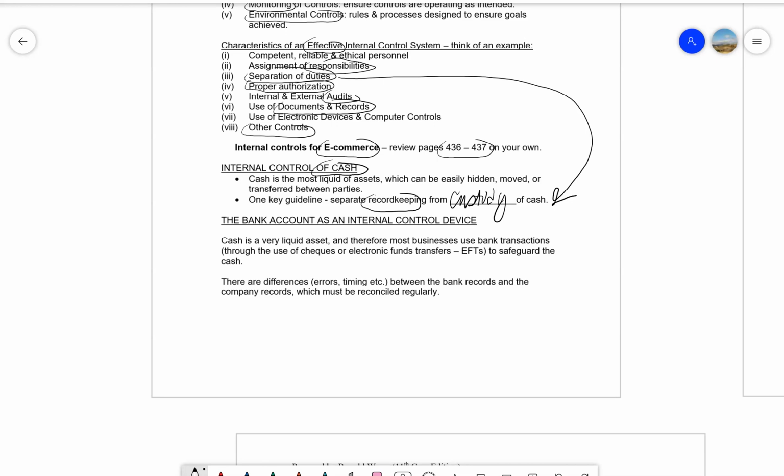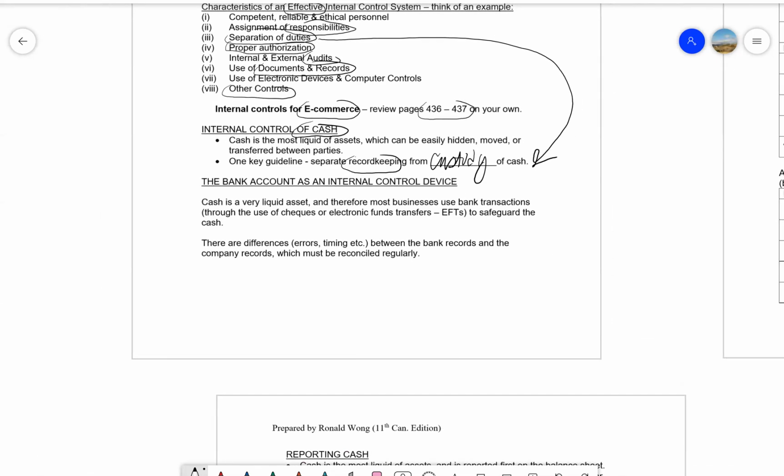Another internal control that a company can have with respect to cash is to have a bank account, and most companies do. And what we find more and more is companies using what we call electronic fund transfers, or EFTs. Now, companies still use checks, but more and more when we get into electronic banking these days, more companies use what we call electronic fund transfers. And let me give you an example of that.